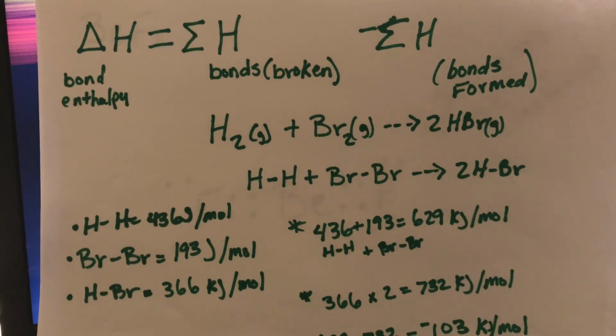We also need to multiply the bond energy by the number of bonds formed. We have 2 H-Br bonds, so we multiply 366 times 2, giving us 732. Then we subtract the formed bonds from the broken bonds: 629 minus 732, which gives us negative 103. The final value is negative, making it an exothermic reaction.